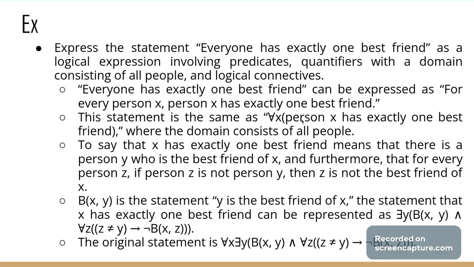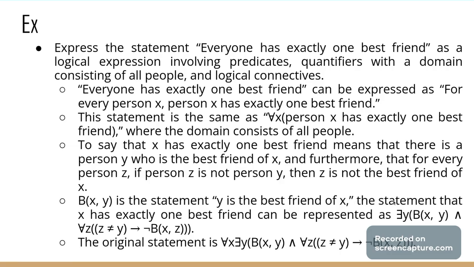Okay, now how do we say person X has exactly one best friend? We have to say that there is a person Y who is the best friend of X, and for every person Z, if person Z is not person Y, then Z is not the best friend. So every other person is not a best friend, we have to say. So how do we represent this statement? B(x, y).